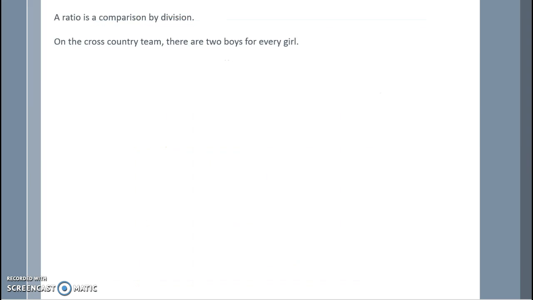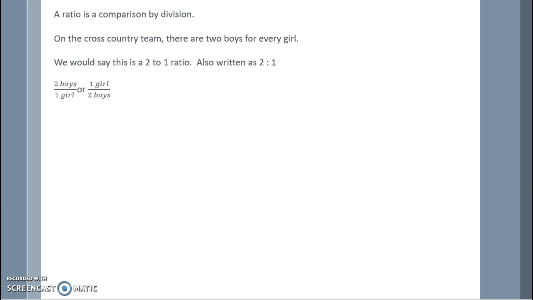On the cross-country team, there are 2 boys for every girl. We would say this is a 2 to 1 ratio, also written as 2 semicolon 1, or 2 boys over 1 girl, or 1 girl over 2 boys. Order doesn't particularly matter.